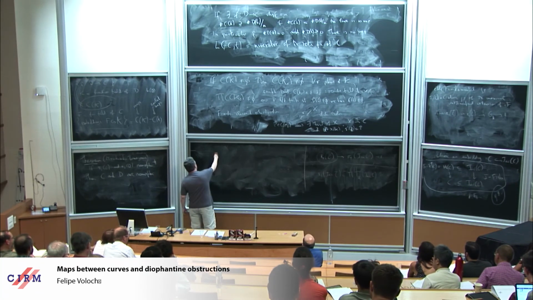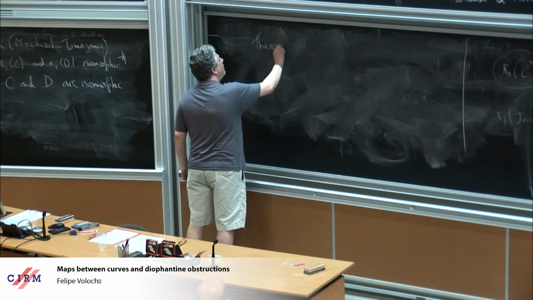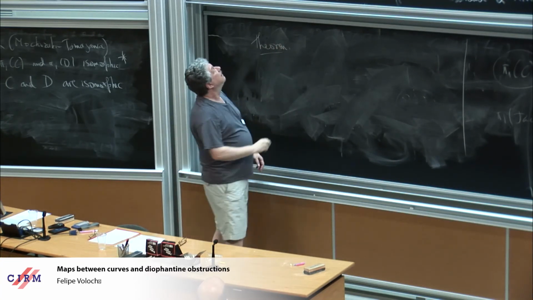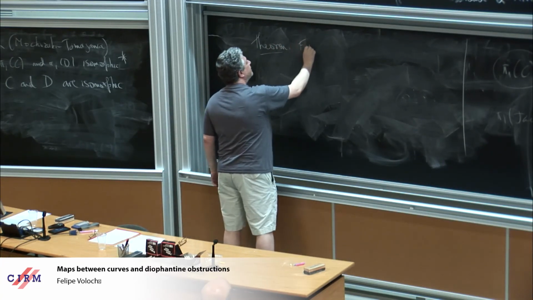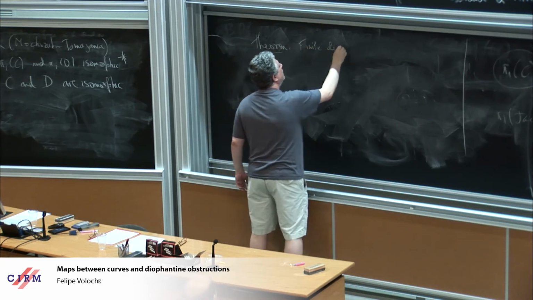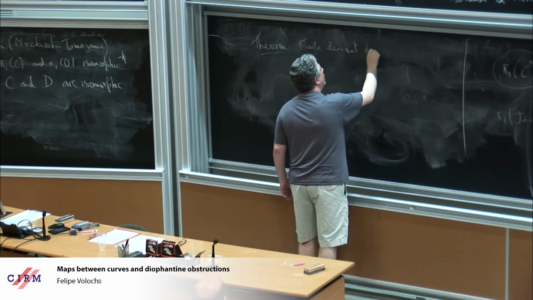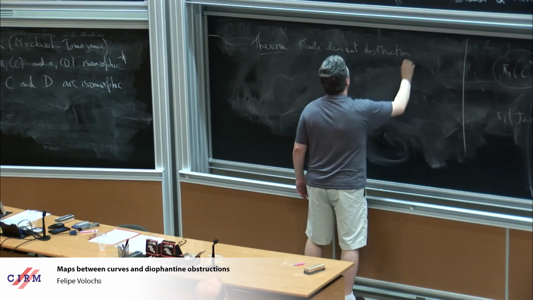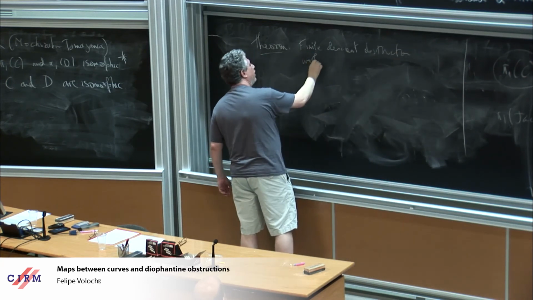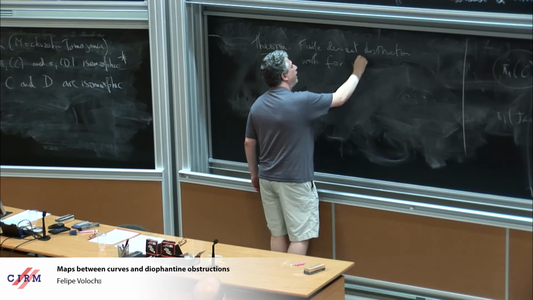But I have a theorem that finite descent obstruction works not for rational points, but for integral points.